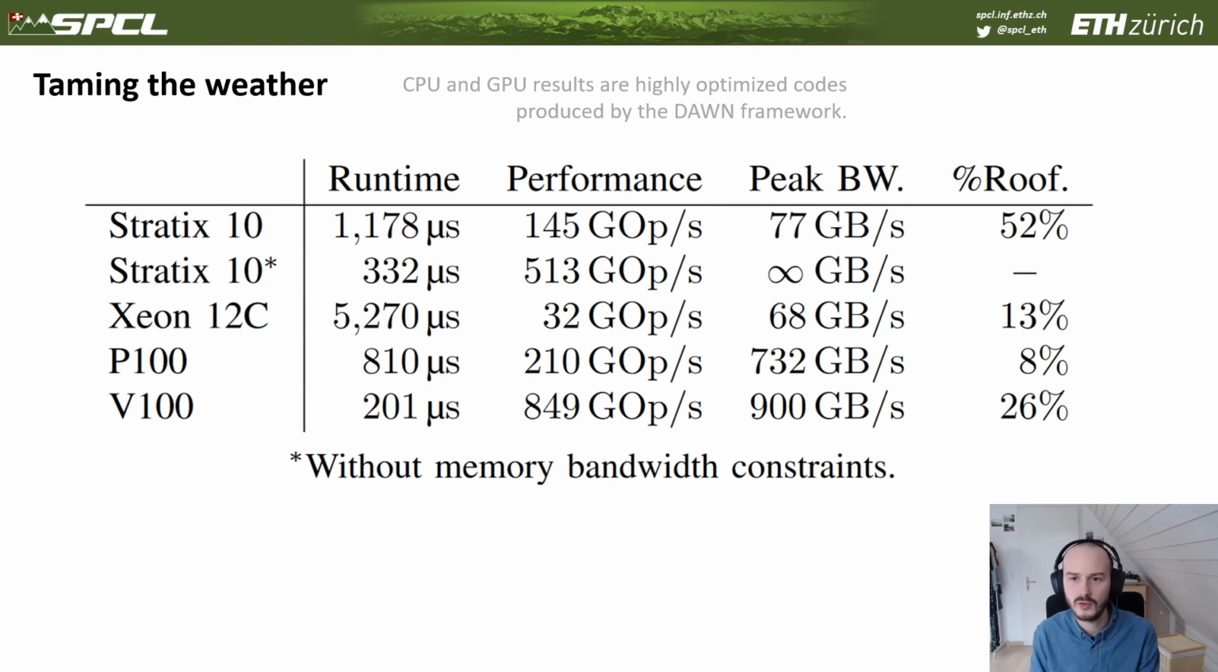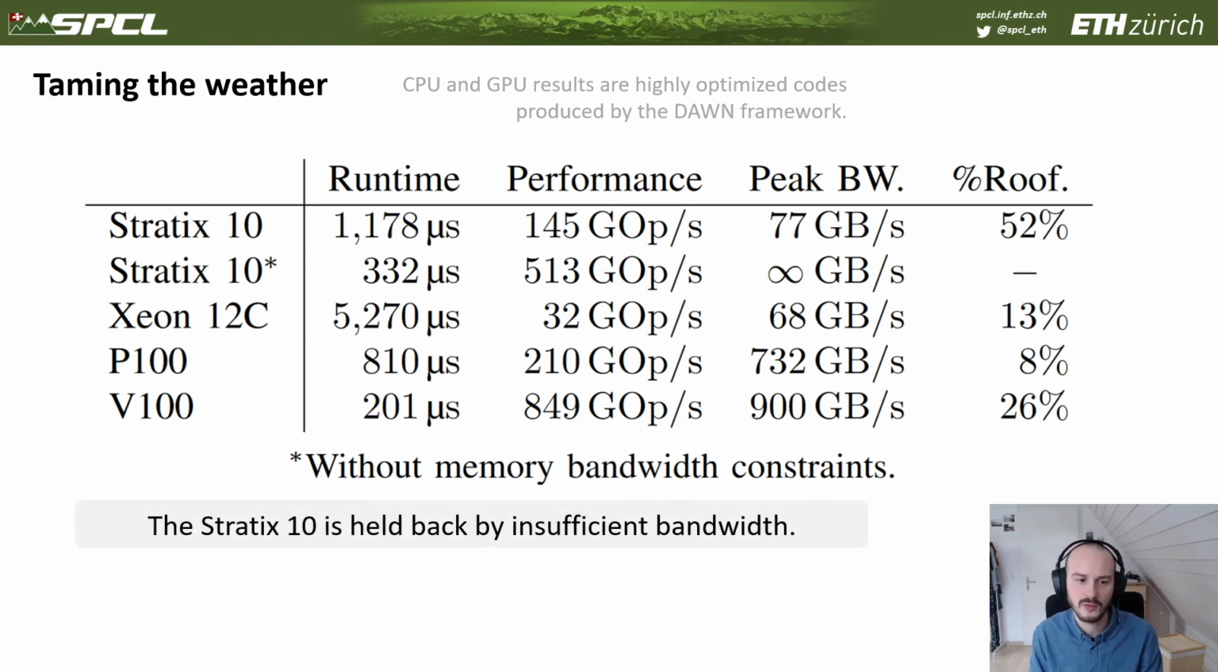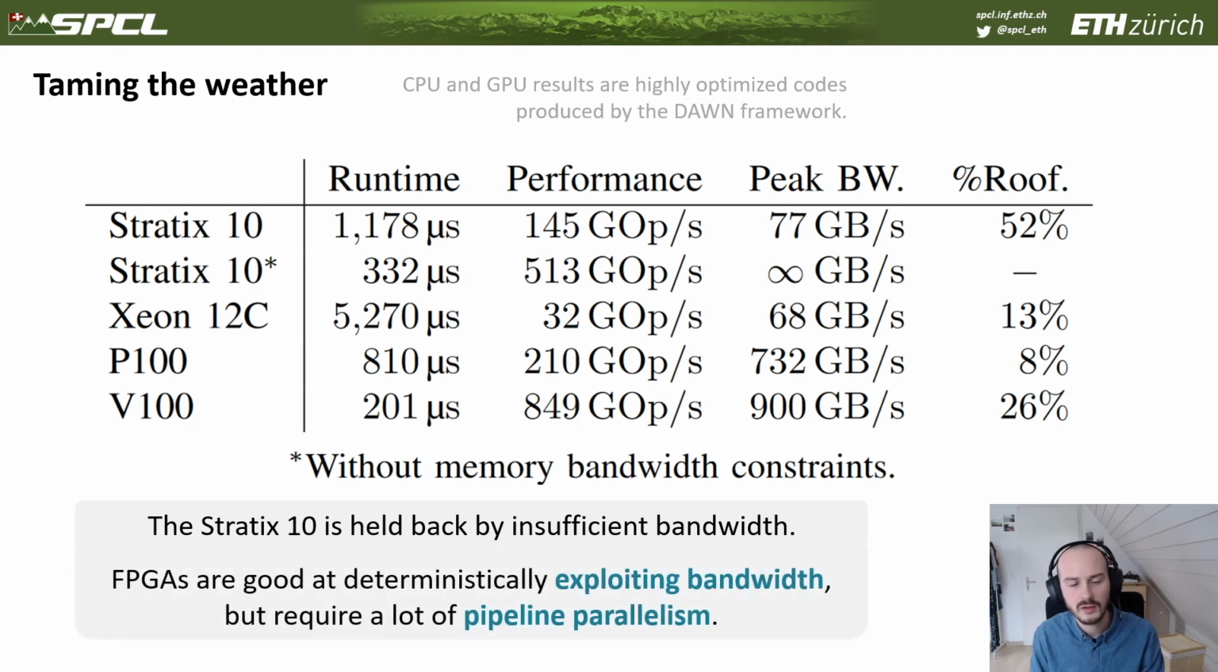So what we saw from these experiments was that first of all, Stratix 10 was held back by insufficient bandwidth, so the balance between compute and memory bandwidth is not good on these FPGAs for these types of weather applications, but also that the FPGAs are quite good at exploiting the bandwidth that is available to them. So once the data gets onto the chip, then doing a large number of computations comes very cheaply. So the question is just of how much data we can actually get there.